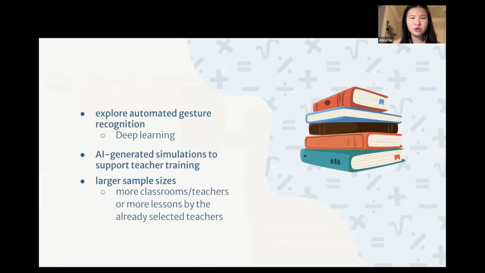So in the future, we're considering work using deep learning for automated gesture recognition and more AI-generated simulations, such as the one we saw at the beginning, to help support teacher training and encourage the use of meaningful gestures to aid in student comprehension, as well as finding larger sample sizes. So this can mean more classrooms, more teachers, or just more lessons recorded by those 4 teachers that we've already selected.